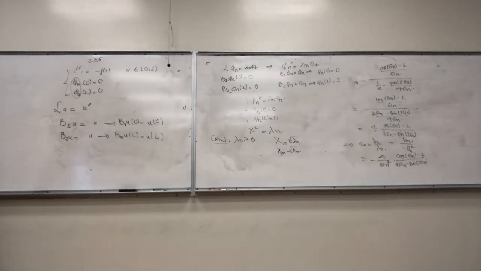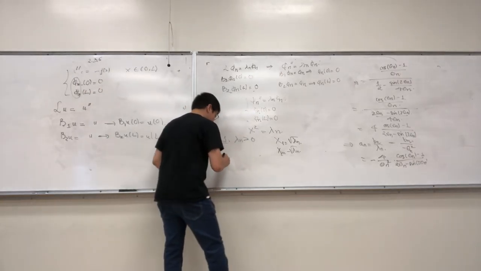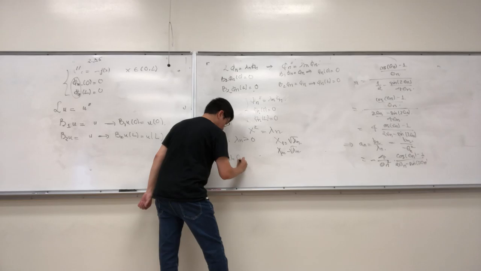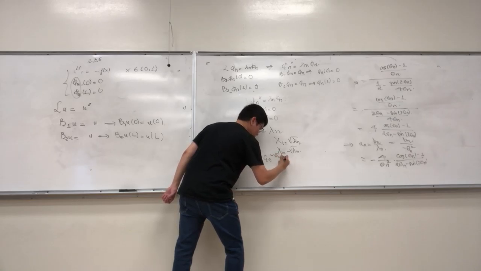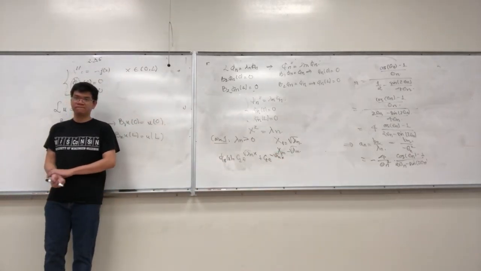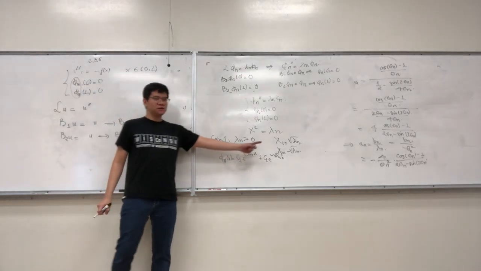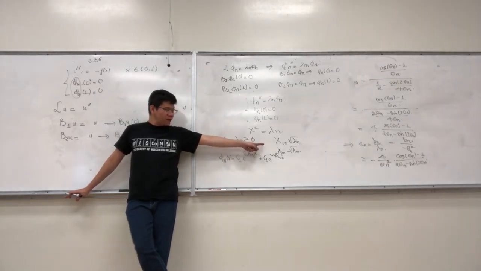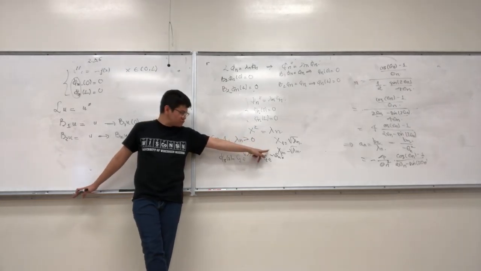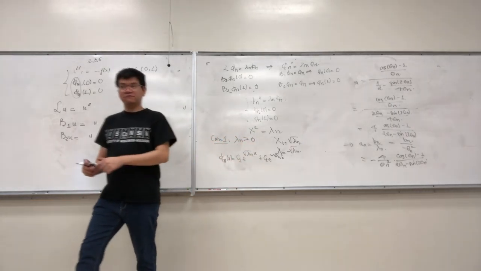What is the form of phi n in this case? So now phi n of x will be c1 exponential square root lambda n x plus c2 exponential minus square root lambda n x. In this case, lambda n is really positive. What you do is you take x1 times x and you take the exponential. You take x2 times x and you take the exponential. And this is the form of phi n, right?